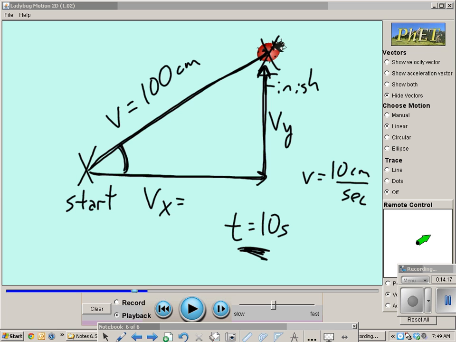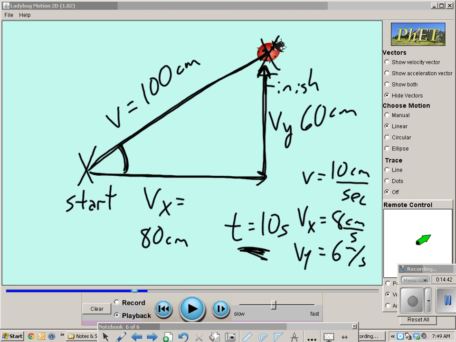Let's suppose we figured it out, and I think if I make this 80 centimeters, and if I make this 60 centimeters, I think that works. So then that makes our Vx 8 centimeters per second, and our Vy 6 centimeters per second. All right. So I don't know if that last example helped any. Anyway, there you go, horizontal and vertical velocity.